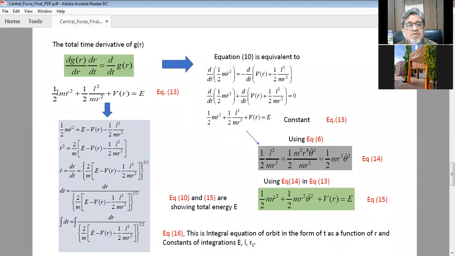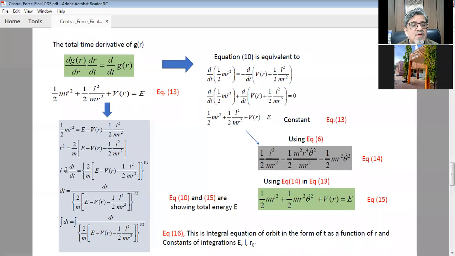Now we focus on equation number 13. We are rewriting this equation over here. So it is 1/2 m r dot square plus 1/2 L square divided by m r square plus V(r) is equal to E, just repeating our equation number 13. Now focusing on this, 1/2 m r dot square is equal to, taking all these terms on the right hand side, E minus V(r) minus 1/2 L square divided by m r square. Now writing it for r dot square, naturally the 1/2 m will go on the right hand side. So 2 divided by m, E minus V(r) minus 1/2 L square divided by m r square.